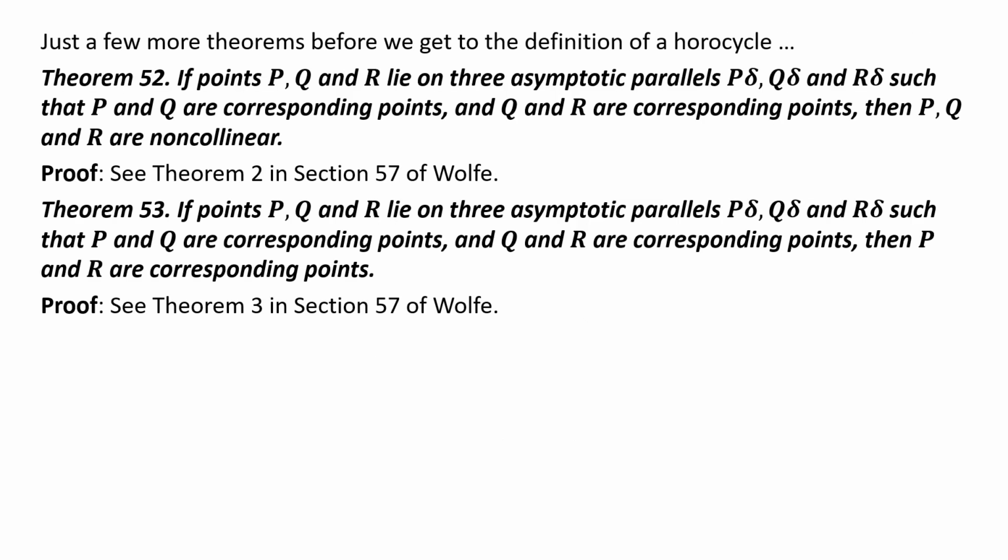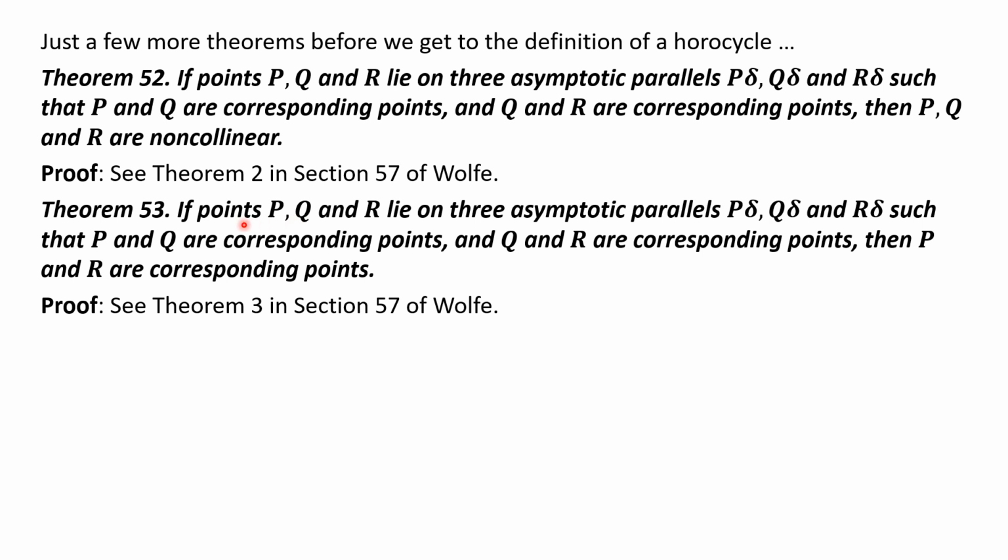Okay, we're almost there. We have a few more theorems before we get to the definition of a horocycle, and I'm going to leave the proofs to a reference in the book by Wolf. I'll give you that reference again, although I've mentioned that book before, and you can borrow it from the Internet Archive if you like. So if points P, Q, and R lie on 3 asymptotic parallels, all pointing in the same direction, so P delta, Q delta, and R delta, such that P and Q are corresponding points, and Q and R are corresponding points, then P, Q, and R are non-collinear. That means they're not on a straight line.